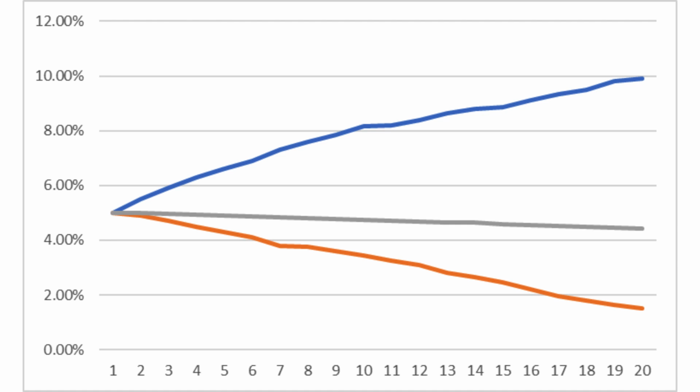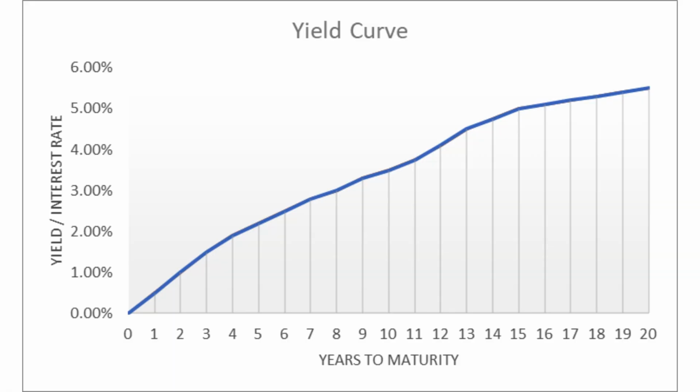So to keep it simple, yield curve is nothing but a graph capturing yields or interest rates of sovereign or government bonds across different maturities or the tenor as we call it. It's also called the term structure of interest rates. Do remember when I say bonds, I mean bonds of the same credit quality when you're plotting it on a graph.